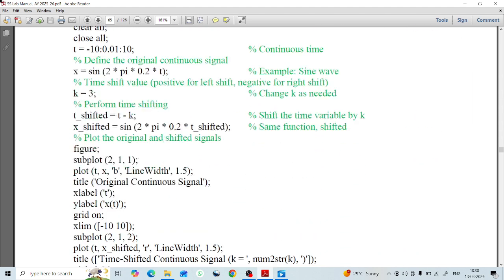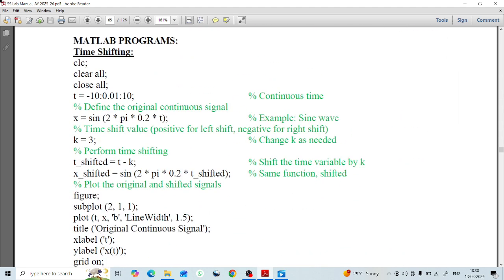This is the time shifting signal, and clear all, clc and close all. This is the same thing. Time period is minus 10 to 10. I will take minus 10 to 10 for the given input signal, sine wave. So this is the sine 2 pi 0.2 into 2. This is the original signal I am taking, and the capital T value, that shifting time, is k equal to 3. So therefore the shifted time is t minus k. K times I am shifting, that is t minus 3.